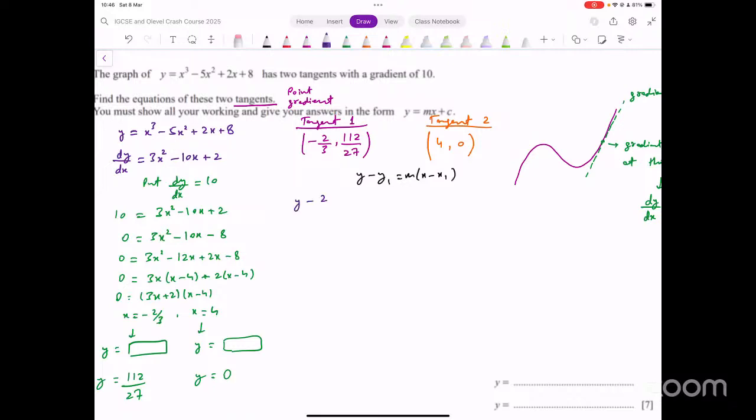What about the first one? y minus 112 over 27, right? y minus y1 equals m, which is 10, into x minus minus 2 over 3. That becomes x plus 2 over 3. We want to convert this to y equals mx plus c form. Let's simplify this to that form.